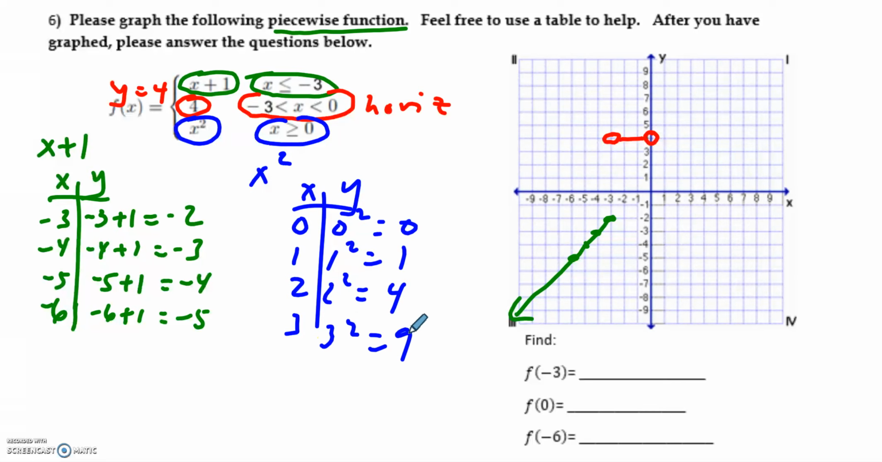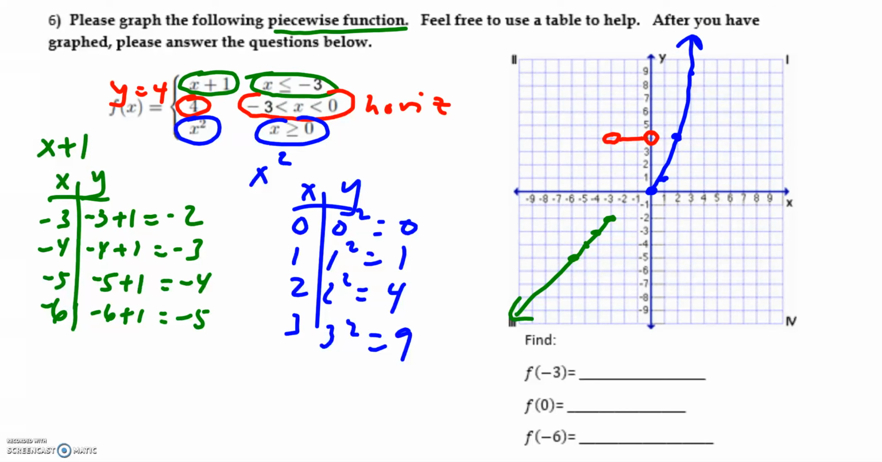So if I graph all these points, 0, 0 is here. It's greater than or equal to, so it is a filled in dot. 1, 1, 2, 4, and 3, 9. Make it look like a parabola, because something squared is always a parabola. So it looks like about half of a parabola to me. And so that would be the graph of my piecewise function.